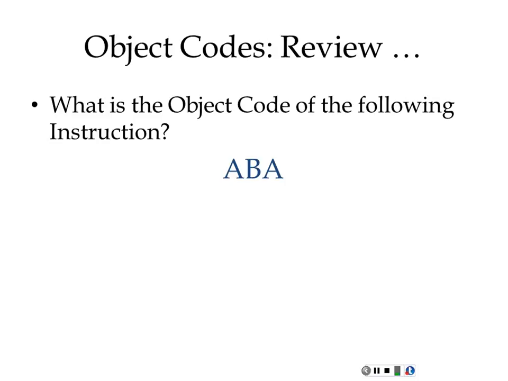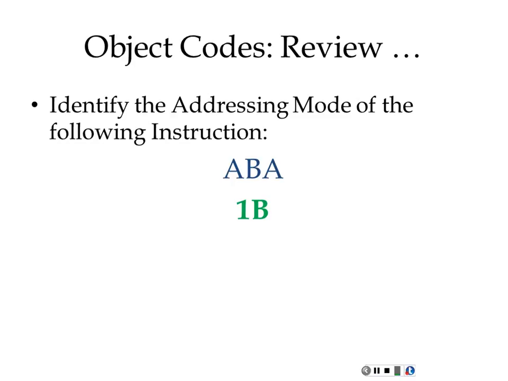What is the addressing mode? Inherent. Can you find the object code for that? Look at the set of instruction. 1B, that's it. Because it's inherent, we don't have an operand, so just one. So how many bytes do you have here for the object code? 1 byte. That's just 1 byte.